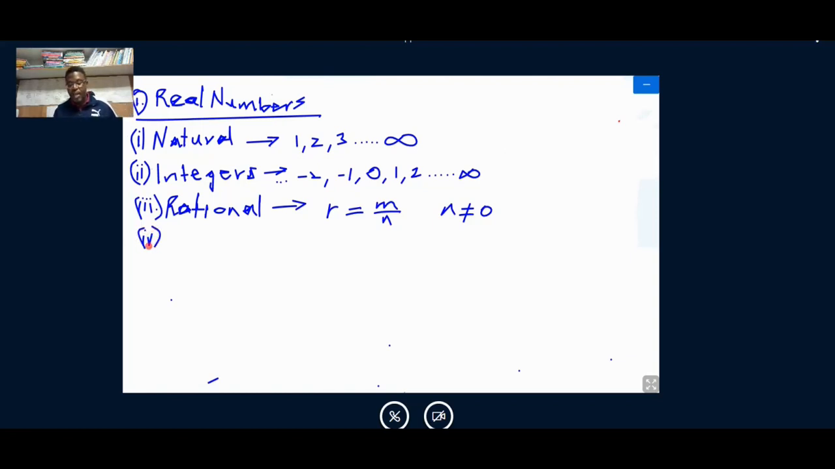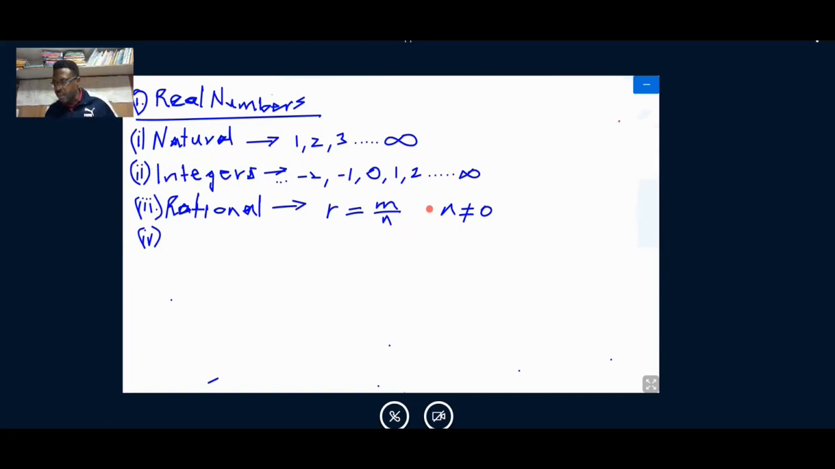So a rational number, we said, can be represented by R is equal to M over N. That is how you can represent a rational number. How about an irrational number?